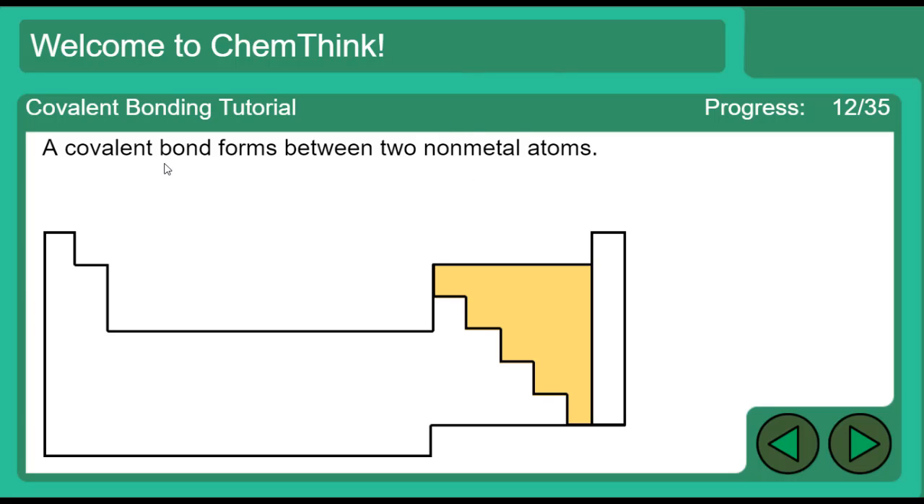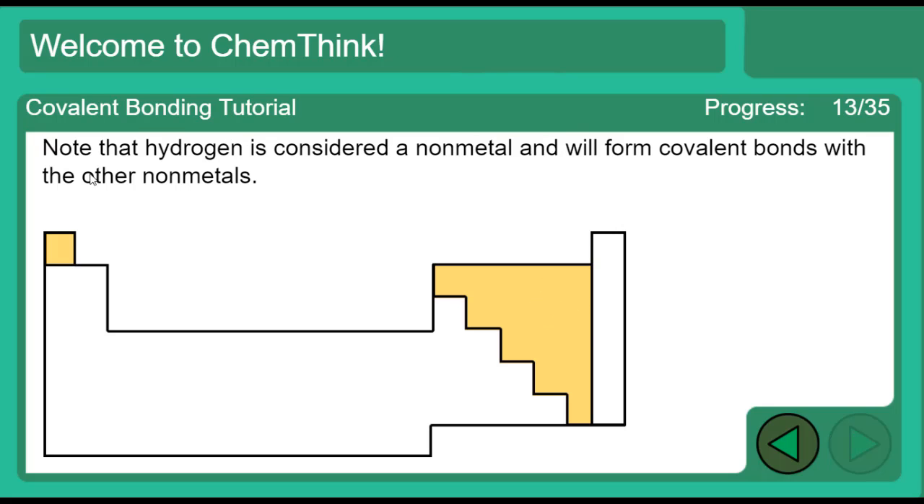You would never get a covalent bond between metals, and you would never get a covalent bond between metals and nonmetals. It's only formed between the nonmetal with another nonmetal. Remember again that poor little hydrogen over here, abandoned on the left-hand side, is a nonmetal, and it can form covalent bonds with other nonmetals. Even though it can also form a cation, it will form a covalent bond.